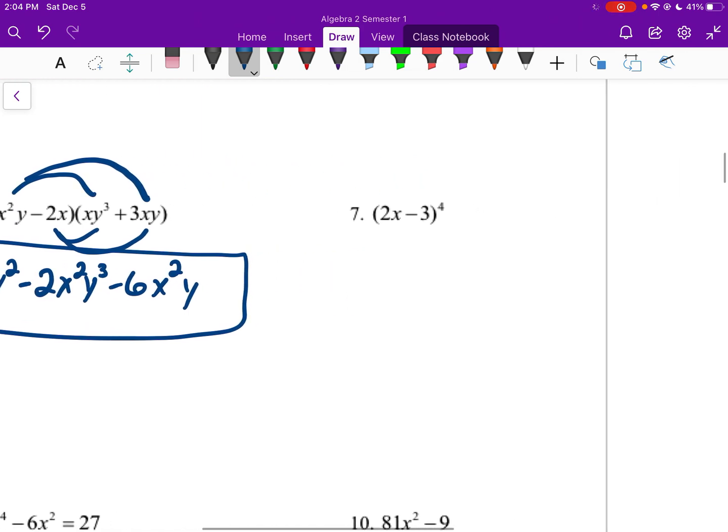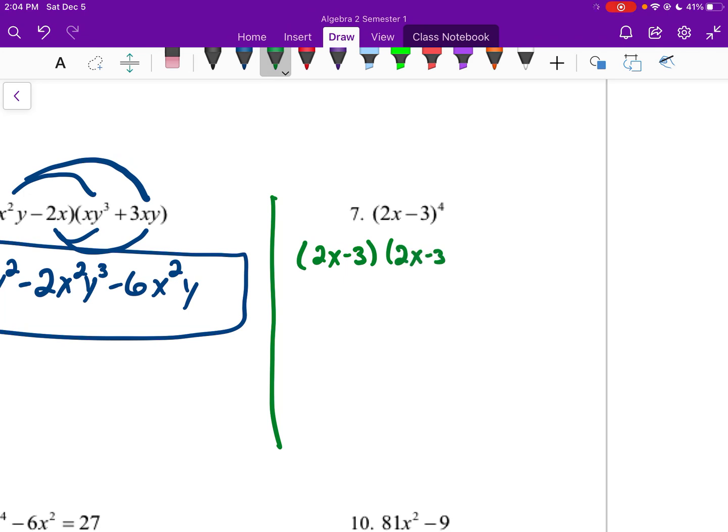All right, number 7 here. This is where you have 2 routes you can go. You can just multiply it all out the long way, or you can use Pascal's triangle using binomial expansion. I'll do it both ways here. So 2x minus 3, that's saying 2x minus 3 times 2x minus 3 times 2x minus 3 times 2x minus 3. So just concentrate on 2 of them.